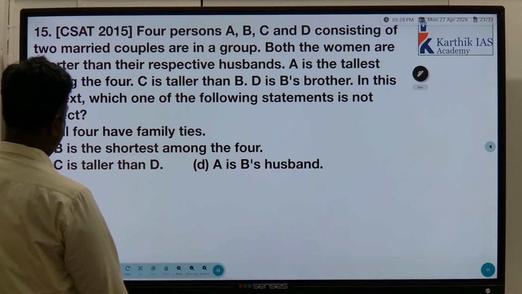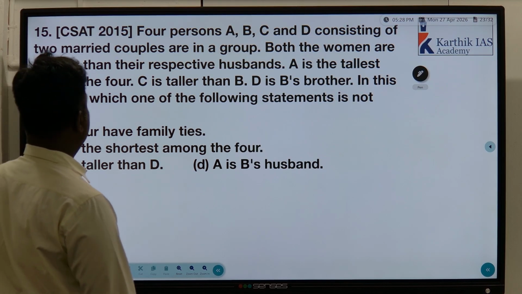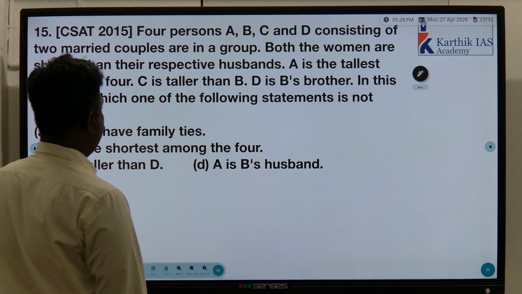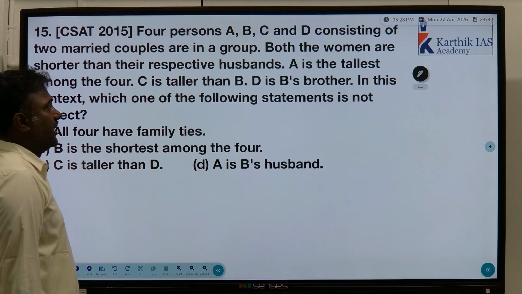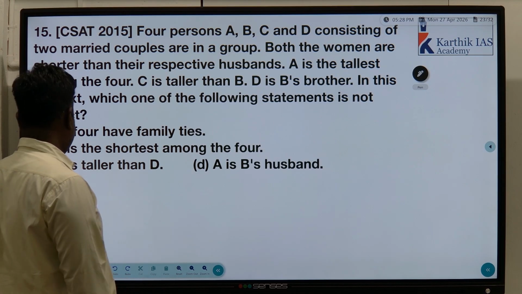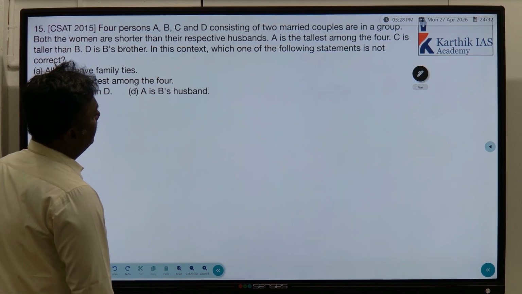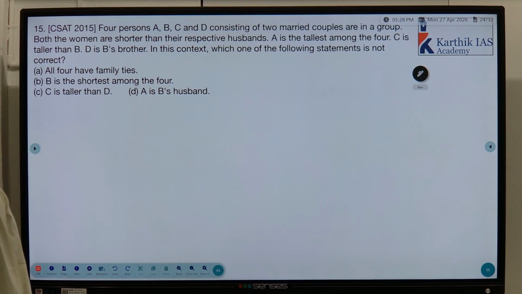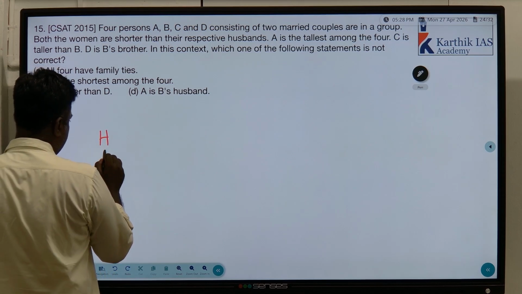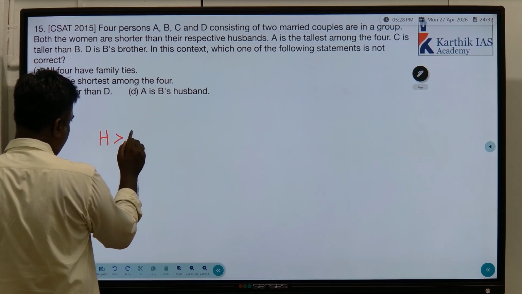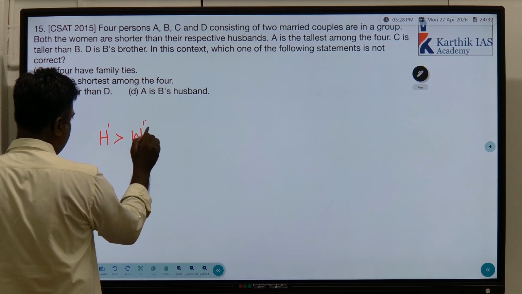A, B, C, D consists of two married couples. Both the women are shorter than the respective husbands. A is tallest among the 4. C is taller than B. D is B's brother in this context. Okay. So here they mentioned women are shorter than their husbands. So husband is taller than wife. That's the first clue they mentioned.